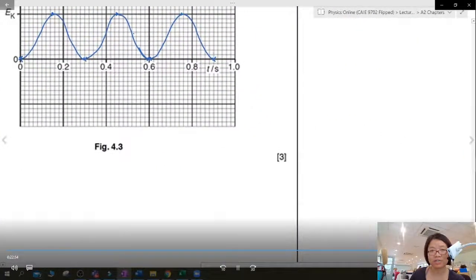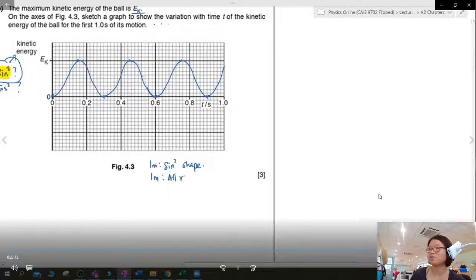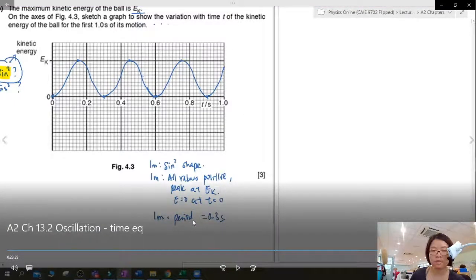So that's all for this. I think I will write out the mark scheme for you. 1 mark is the sine square shape. All the values are positive. And also at the same time, we have the peak at EK, and your energy is 0 at t equals 0. And your period, if you look at the mark scheme, this so-called period is the shape period, not the period of the oscillation. So whenever you're asked to find the period of the oscillation, that would be 0.6. But the period of this shape would be 0.3. So having all these 3 correct will give you 3 marks.